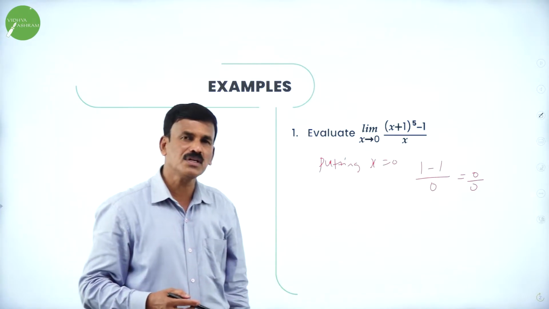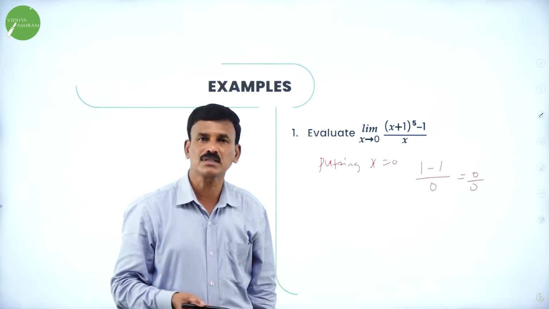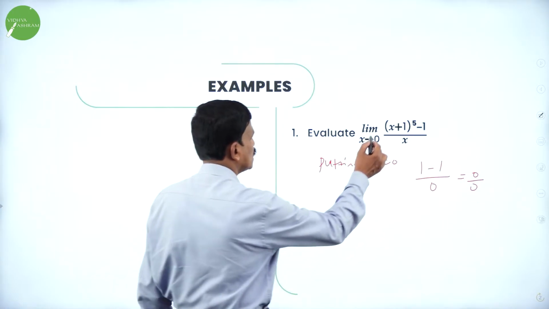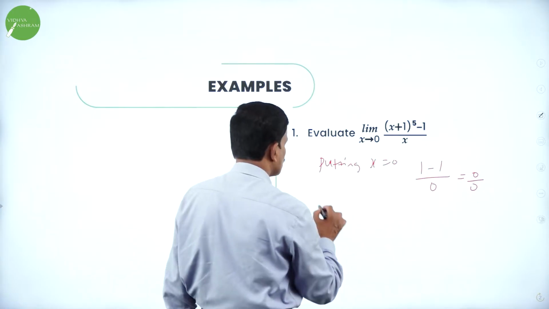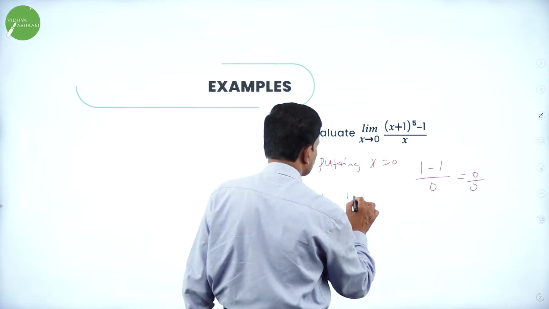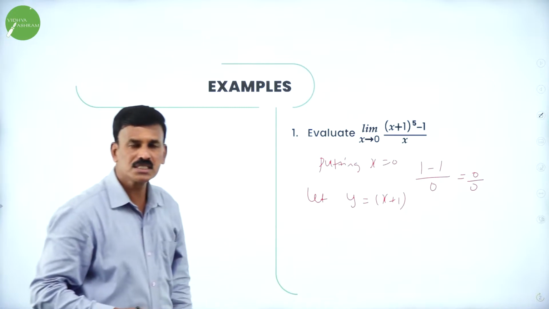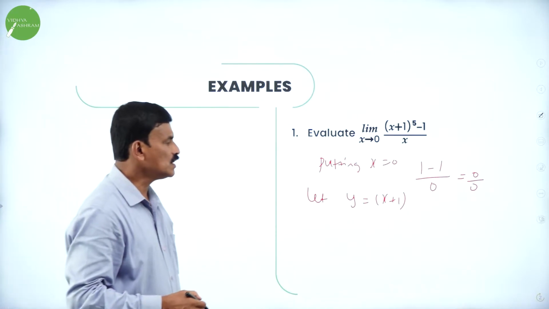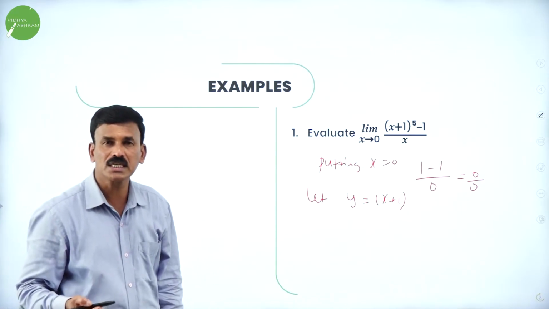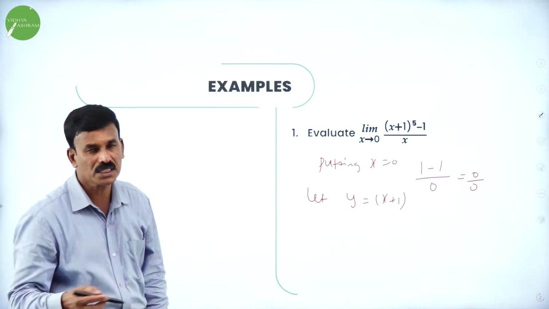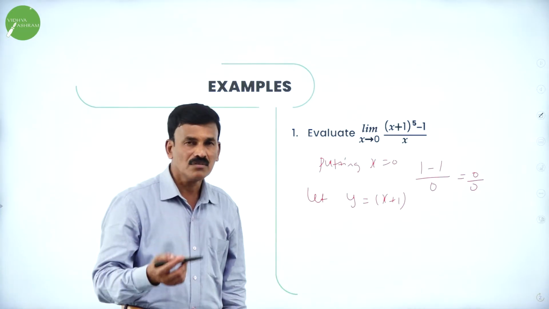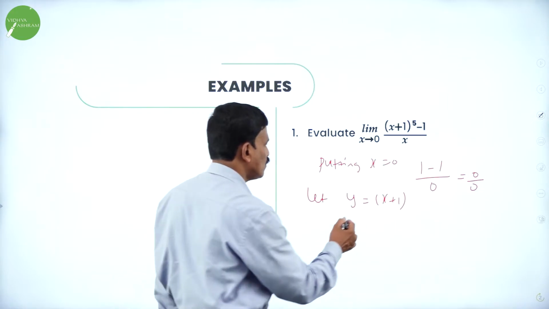So this type of limits can be evaluated by the method of substitution. Let us consider x plus 1 as y. So let us consider y is equal to x plus 1. Now whenever substitutions are taken, the value of limit also changes. As I told in the previous classes, whenever the substitutions are taken, the value of limit changes.